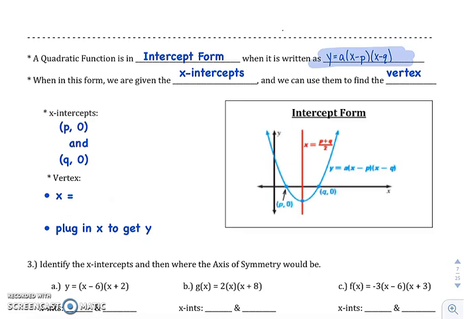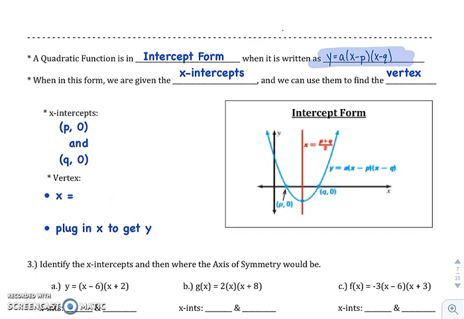So your x-intercepts are p and q. If you notice in the equation, similar to the vertex form equation, it's really minus p and minus q, but the actual x-intercepts are positive p, 0 and positive q, 0. So same thing. The x minus is really just part of the equation, and the actual x value itself is the p and the q.